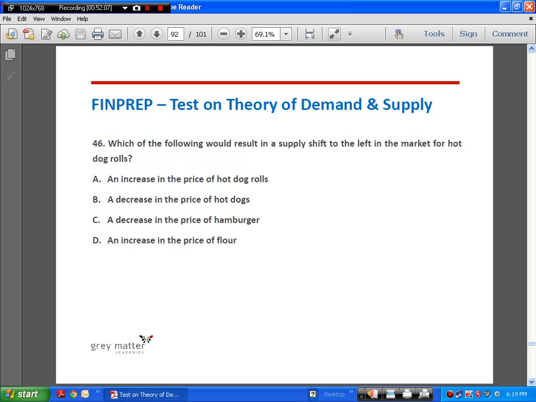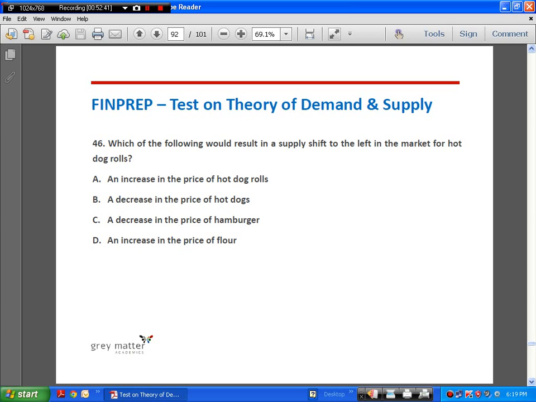46th question. Which of the following would result in a supply shift to the left in the market for hot dog rolls? So here we are considering a shift in supply. So the options are an increase in price of hot dog rolls, a decrease in price of hot dog rolls, a decrease in price of hamburger, an increase in price of flour.